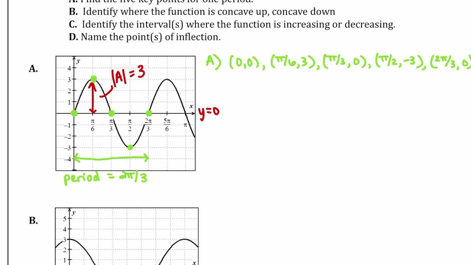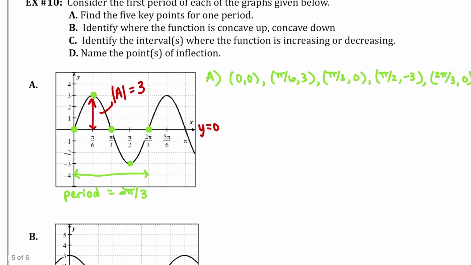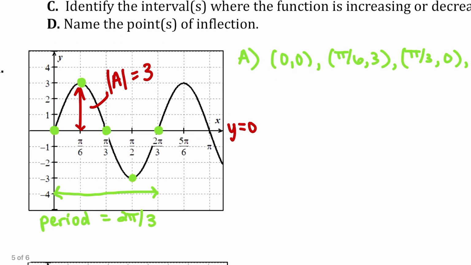All right, so now we're going to identify where the function's concave up and concave down. So in this case, we're only going to have 2 intervals, right? Because from this first point here where it starts out to pi over 3, well, let me use a highlighter because I'm pointing, but you can't see that I'm pointing.